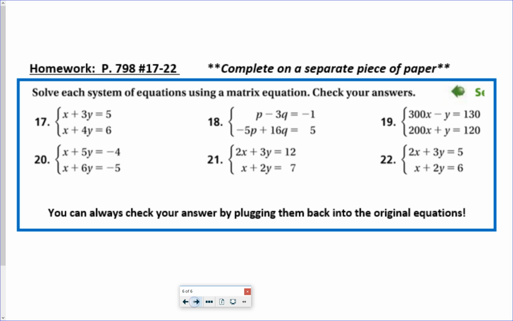All right, lovelies. So you are going to work on page 798, 17 through 22 all. There are 6 of them. Please do them on your own paper. You know tomorrow we will trade and grade and turn them in.